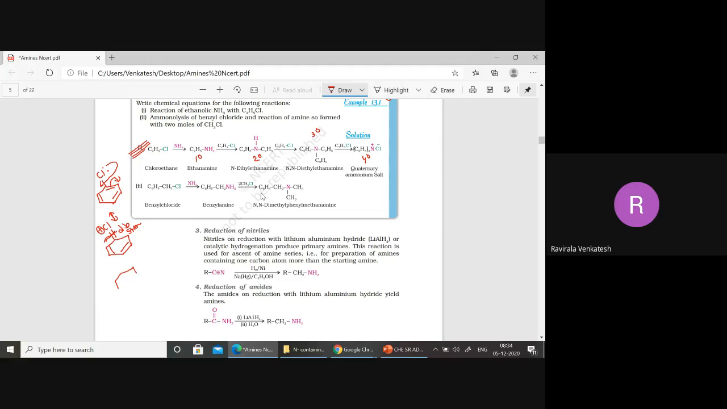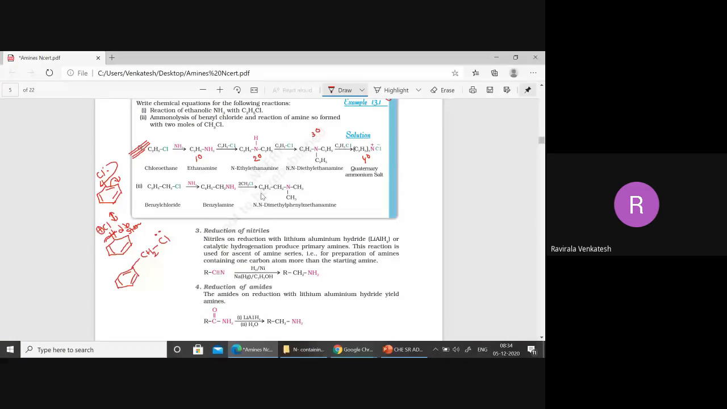You can take this part. Can it form a double bond character? Is it possible? A double bond is possible in this case. If I write it like this, with a double bond, is resonance possible? No, no.